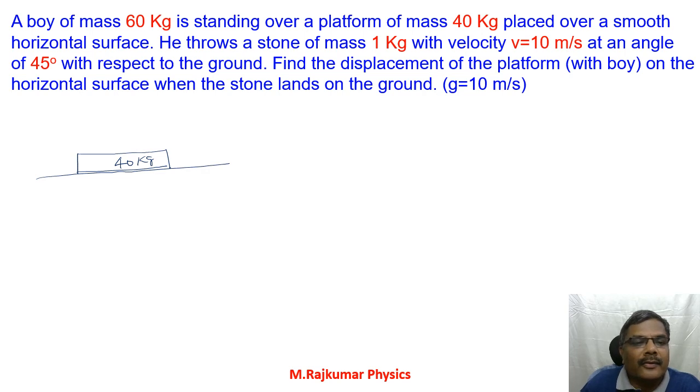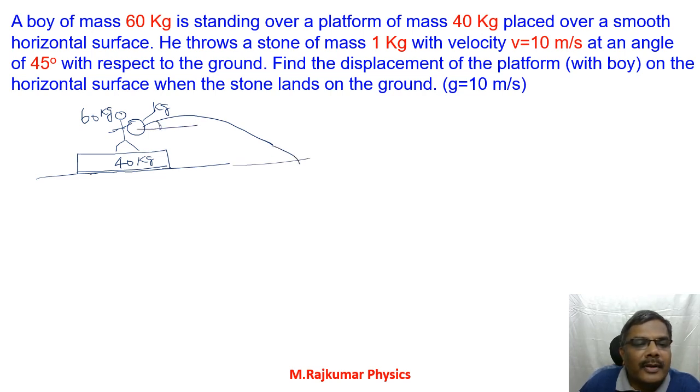Okay, horizontal surface. Smooth means there is no friction here, so it can move forward and backward very easily. On this a boy is standing. His mass is 60 kg and he is holding one stone, and this mass is 1 kg, and he is throwing this.